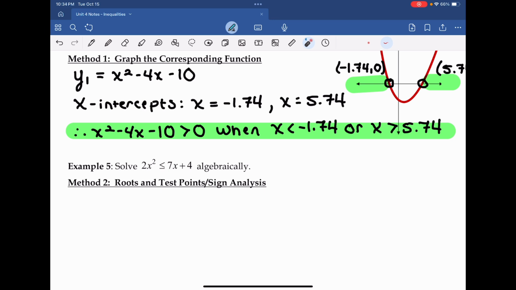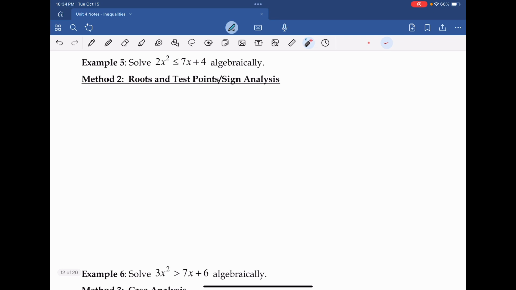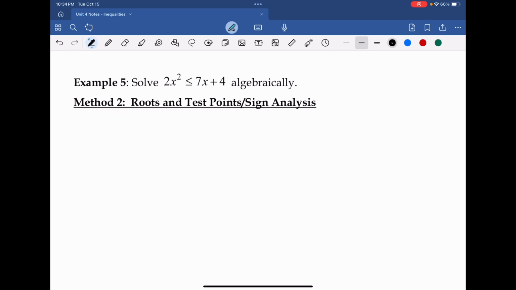Okay, let's move on to our next example, which is going to be the algebraic approach, or the first algebraic approach. We want to use the root and test point / sign analysis method. Now, again, what we have to do is start by taking this, and we're going to rewrite it, less than 7x plus 4.